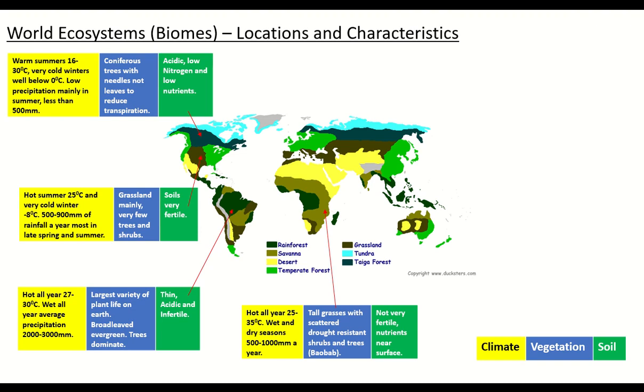So the next one is the tropical rainforests. Now we're going to go into these in more depth later on in this topic. So tropical rainforests have the most consistent and best conditions for plant life, and hence why there's so much plant life and wildlife that actually lives there.